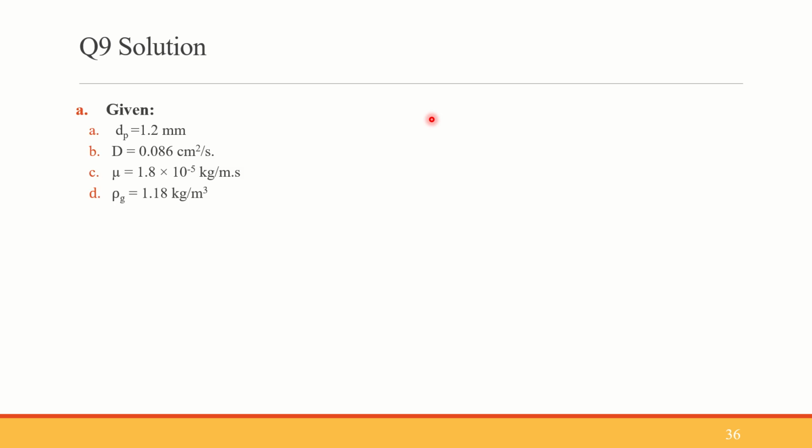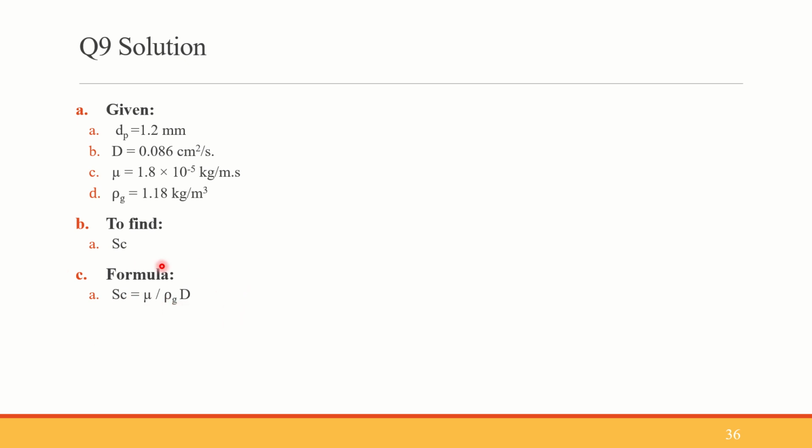First, in the given data, the diameter of the particle is 1.22 mm, the diffusion coefficient is 0.086 centimeters square per second, the viscosity of the gas is 1.8 into 10 power minus 5 kg per meter second, and the density of the gas is 1.18 kg per meter cube. We are asked to find the Schmidt number, and the formula for the Schmidt number is mu by rho g d.